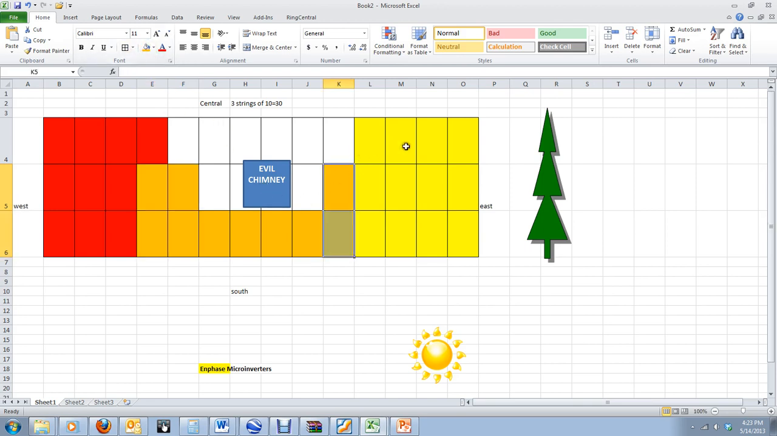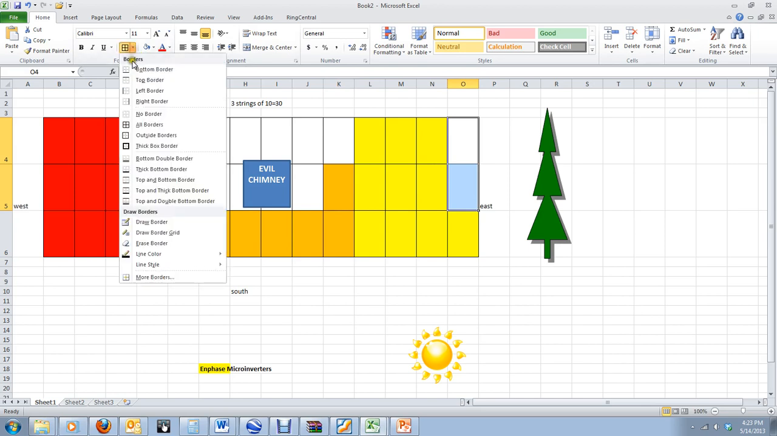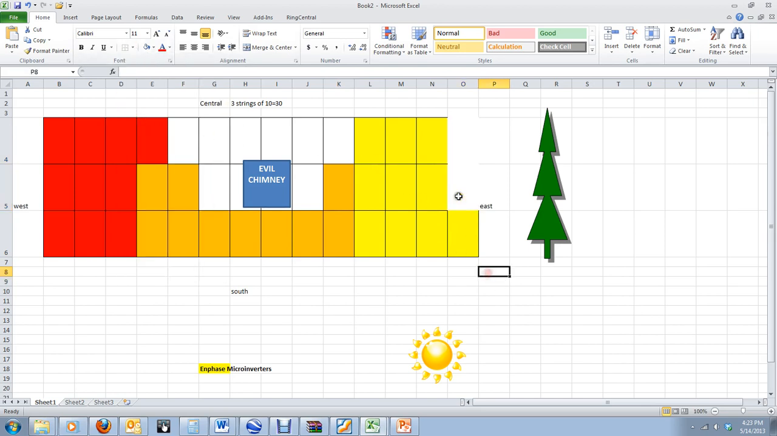Now I have 1, 2, 3, 4, 5, 6, 7, 8, 9, 10, 11, 12. I've added too many modules. So what I'm going to do is these are not going to be modules anymore. I'm going to get rid of those. So now I have, this is my one string. In yellow is one string. In orange is my other string. And then red is my other string.